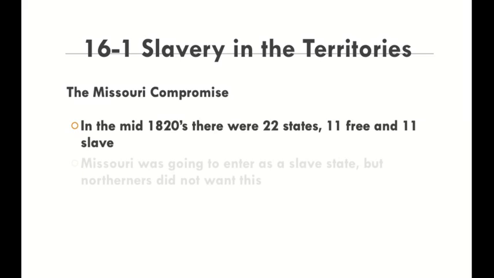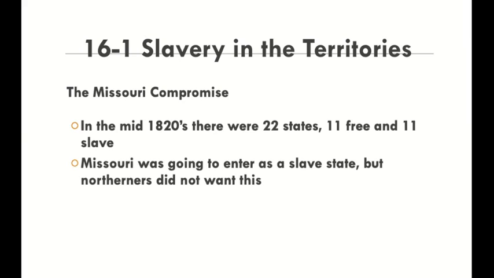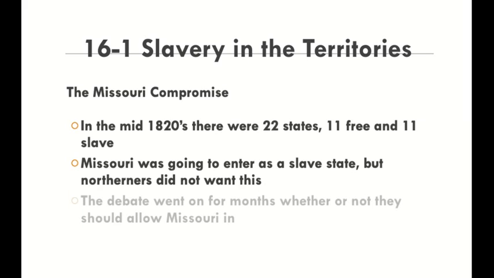Well, Missouri was going to enter the United States, and it wanted to enter as a slave state, but the Northerners didn't want this. So why do you think the Northerners wouldn't want it? Well, because that would give more slave states than free states. That would make a shift in the balance, and it's not what the Northerners wanted. So they debated and argued about it for months, whether to allow Missouri in as a free state, a slave state, or not let them in at all.